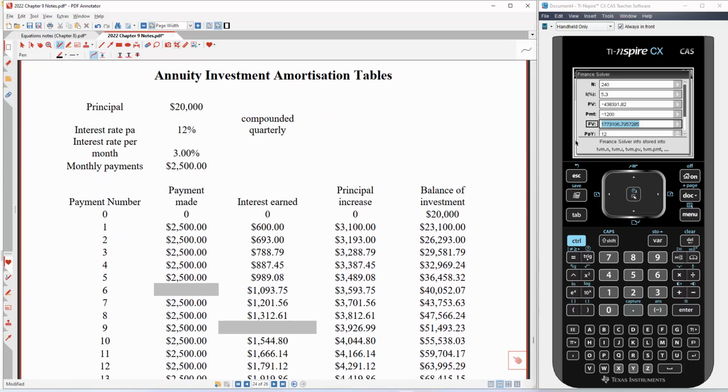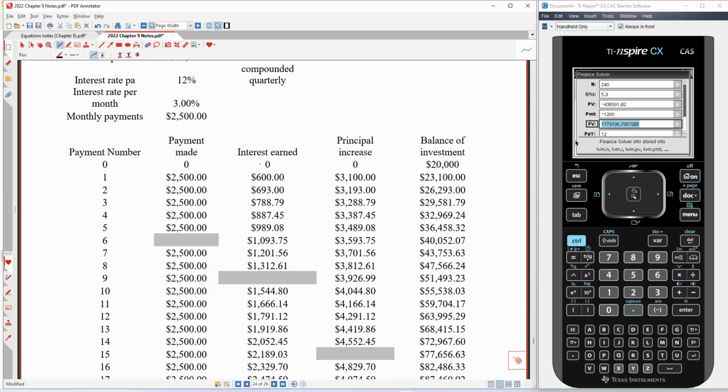Okay, so we can also represent annuity investments in these things called amortization tables. So what we'll do is have a look at how this works, and it works a little bit differently to the ones we've seen. So payment made is obviously going to be $2,500 there. And what happens is, on the payment, interest is earned. So whatever the interest rate here is, it's 12%, okay? And then the principal increase is going to be the payment made plus the interest earned.